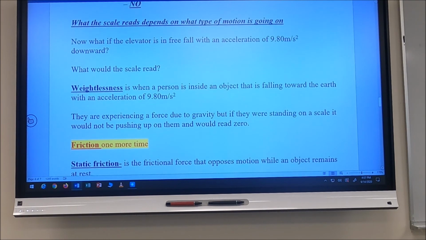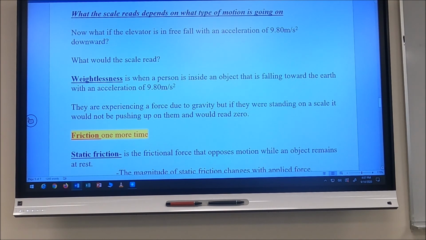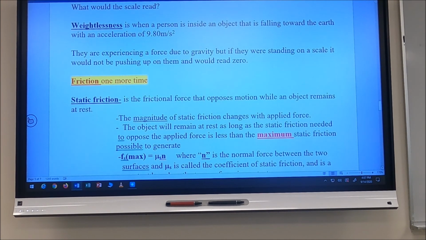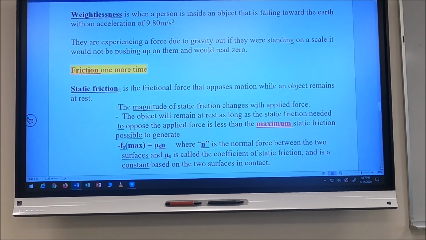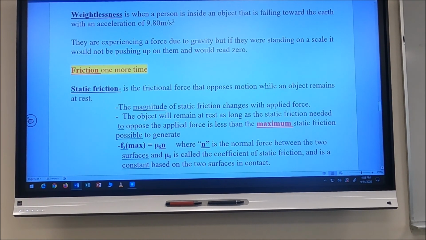So what a scale reads depends on what kind of motion you're undergoing. Okay? Weightlessness, like we see for astronauts on the International Space Station, is when an object is falling toward the Earth with an acceleration of 9.80 meters per second squared. It doesn't mean that they're not experiencing any gravitational force from the Earth, but if they were standing on a scale, the scale would read 0 because they're in free fall.